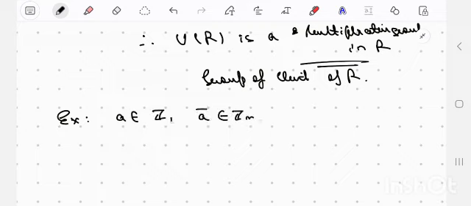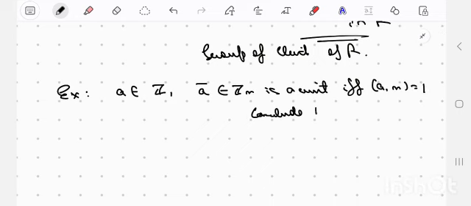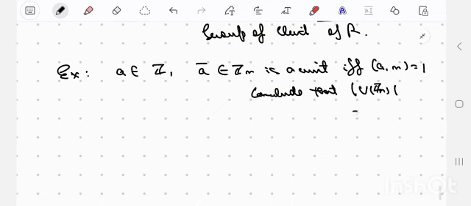the class of a in Zn is a unit if and only if a and n are co-prime. Once you prove this, you can conclude that the cardinality of the group of units U(Zn) is exactly equal to the number of elements which are co-prime to n, so that should be phi(n), where phi is the Euler's totient function.